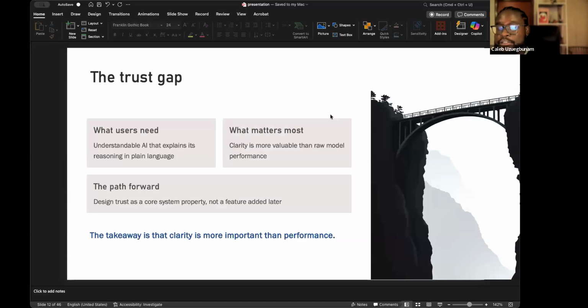Trust gap is a very good way to, at a glance, see what trust looks like for users and where it matters most. From what we've discussed so far, we've learned that users need an understandable UI that explains its reasoning in plain language, not in code, or not at all. Users also think that trust matters the most because clarity is more valuable than raw model performance.